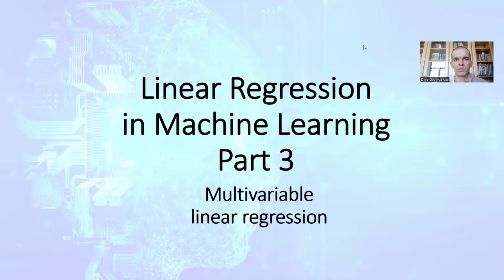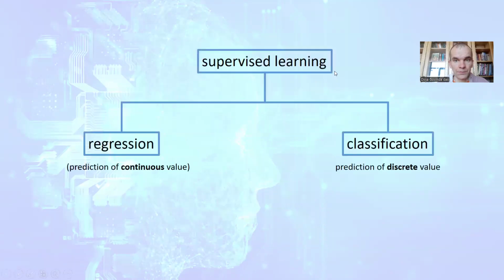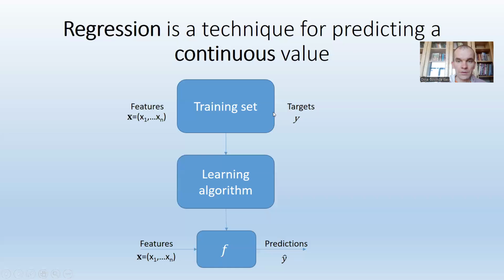In this part 3 of Introduction to Linear Regression in Machine Learning, we discuss multivariable linear regression. Just to remind, supervised learning is subdivided into regression, prediction of continuous values of some parameters, and classification, prediction of discrete values. For example, classifying some object as belonging to some classes of values. We are considering regression now, and here we start dealing with multivariable regression.